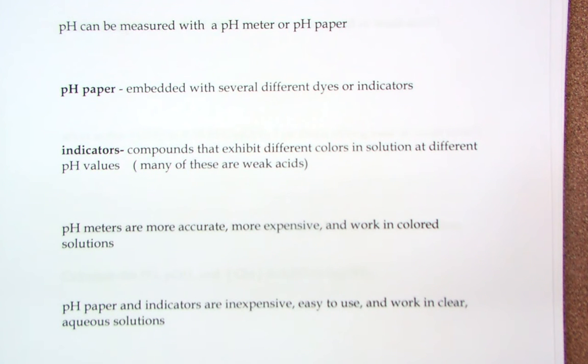pH paper is embedded with several different dyes or particular indicators, and these are materials that change color when there's excess hydrogen or hydroxide ions in solution. So pH paper works nicely in the lab for a quick and dirty, but the problem is it doesn't work really well in colored solutions. You really have to use a pH meter for that.